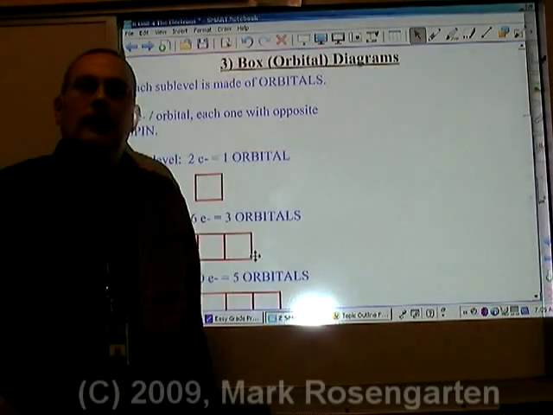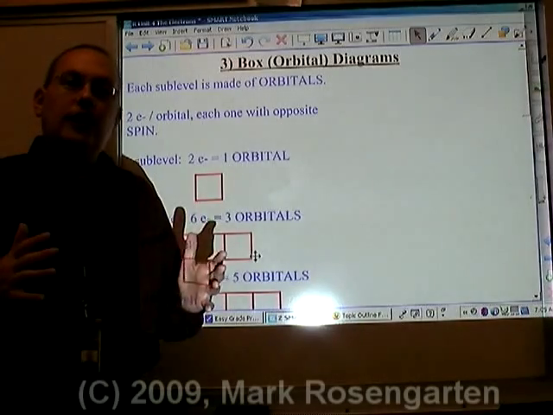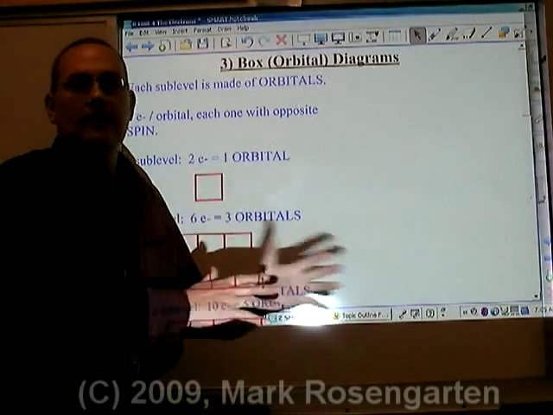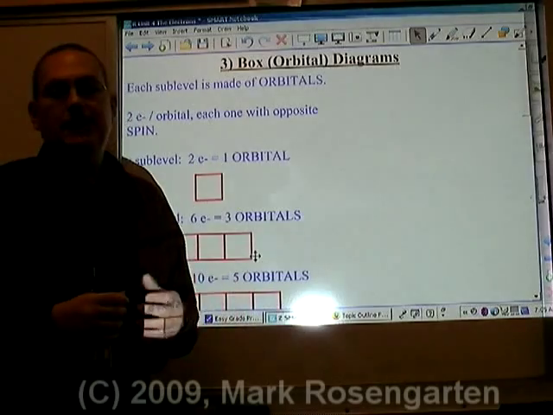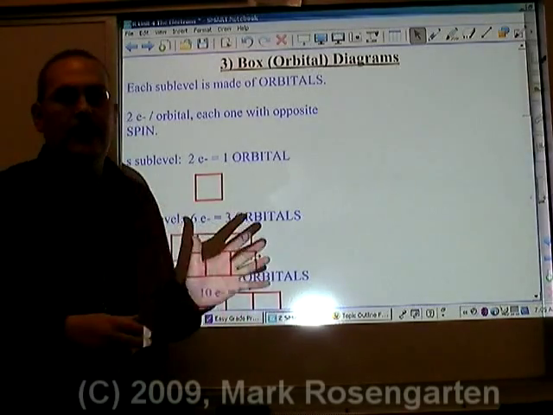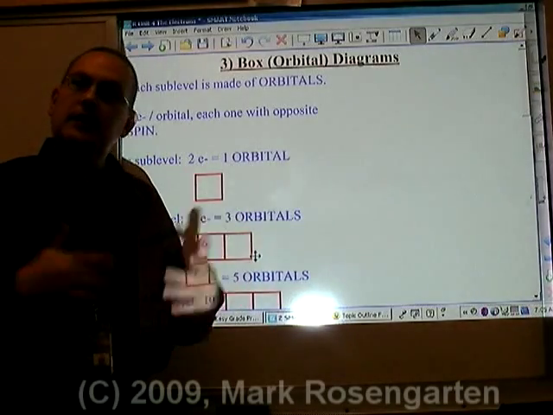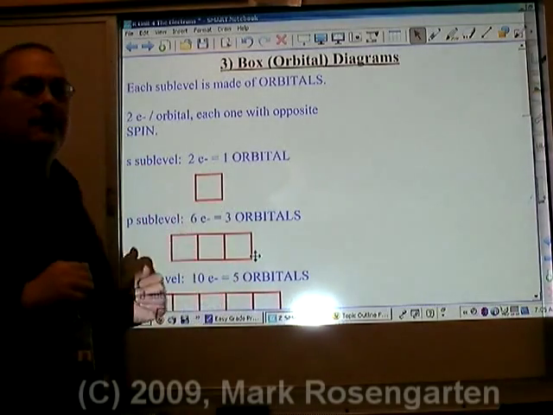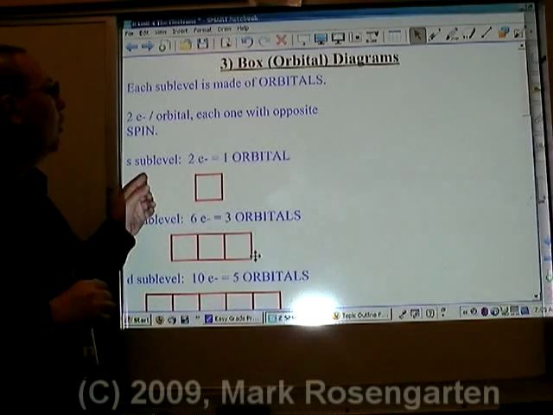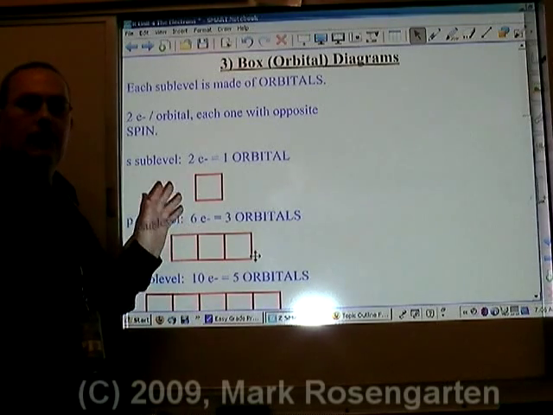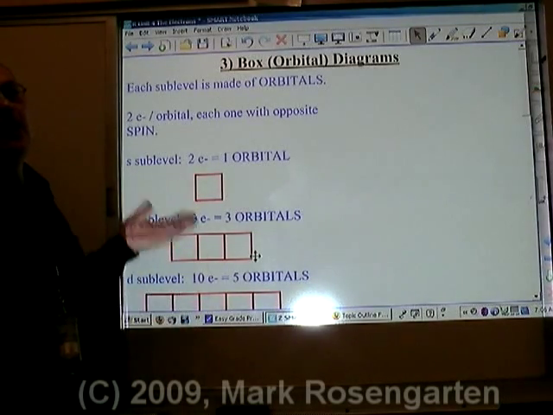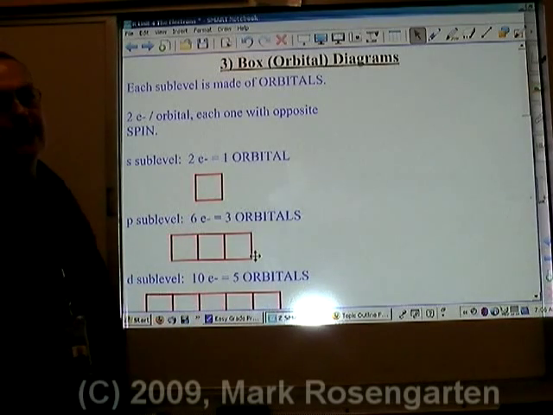is made of. In the same way that a road can be broken down into individual houses and properties, sublevels can be broken down into orbitals. Now, the longer the street, the more houses can fit on it. The shorter the street, the fewer houses can fit on it. Same thing goes for sublevels with orbitals. The bigger the sublevel, the more orbitals can fit in it. The smaller the sublevel, the fewer orbitals can fit in it.